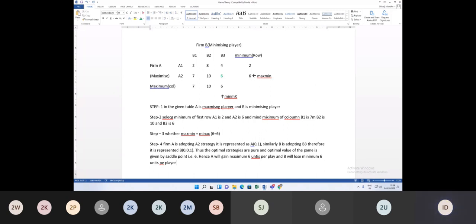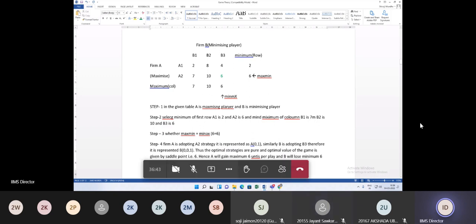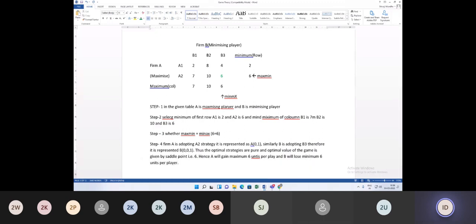What is the meaning of this? The meaning of this is that B makes a payment to A in this game.